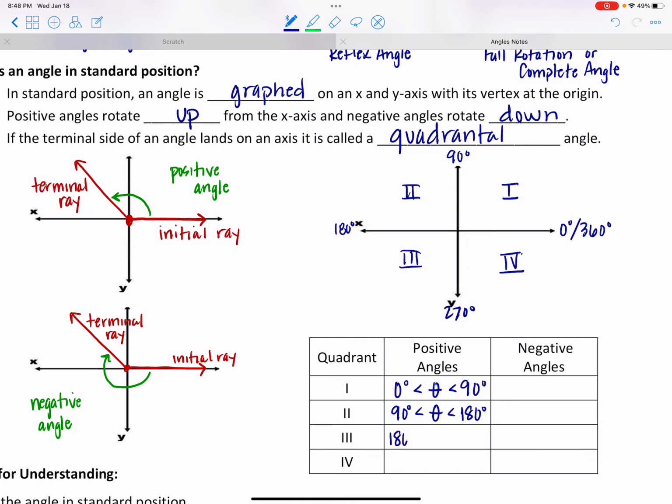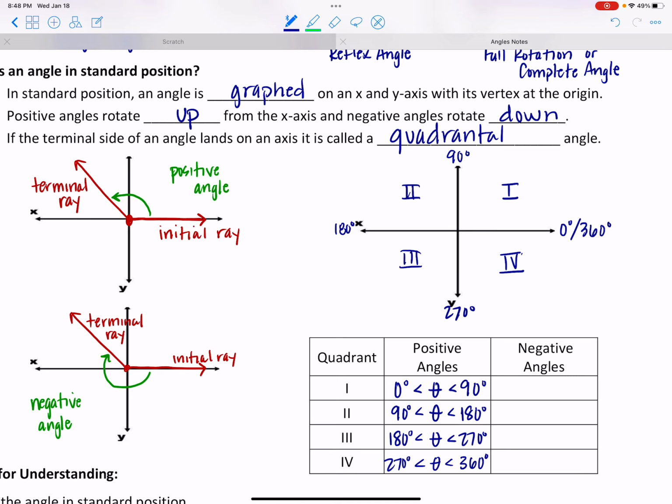We're going to go from 180 less than theta less than 270. And then if we are in quadrant 4, again, we're going to start here if the terminal side landed here. So if we went up and rotated all the way to this quadrant, then we're looking at anything between 270 and 360. Get rid of all these highlights so I don't make a mess of my paper. Okay, so from 270 to 360.